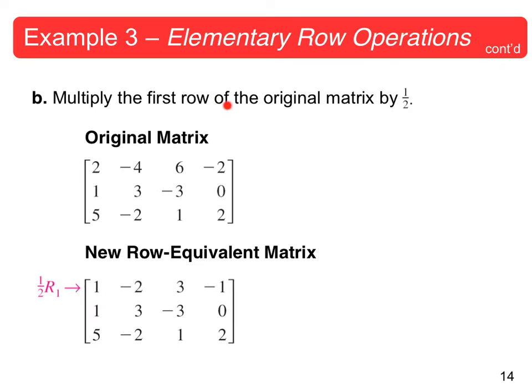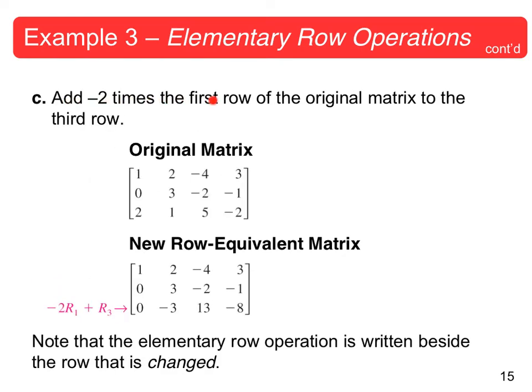Here it says multiply the first row of the original matrix by a half. So notice that we're writing this operation here. That's really important. So whoever is grading your paper, me, knows that you divided row 1 in half. So this must be written next to the row, so that the reader knows that you divided in half. So 2 divided by a half is 1, negative 4 divided by a half is negative 2, 6 divided by a half is 3, negative 2 divided by a half is negative 1.